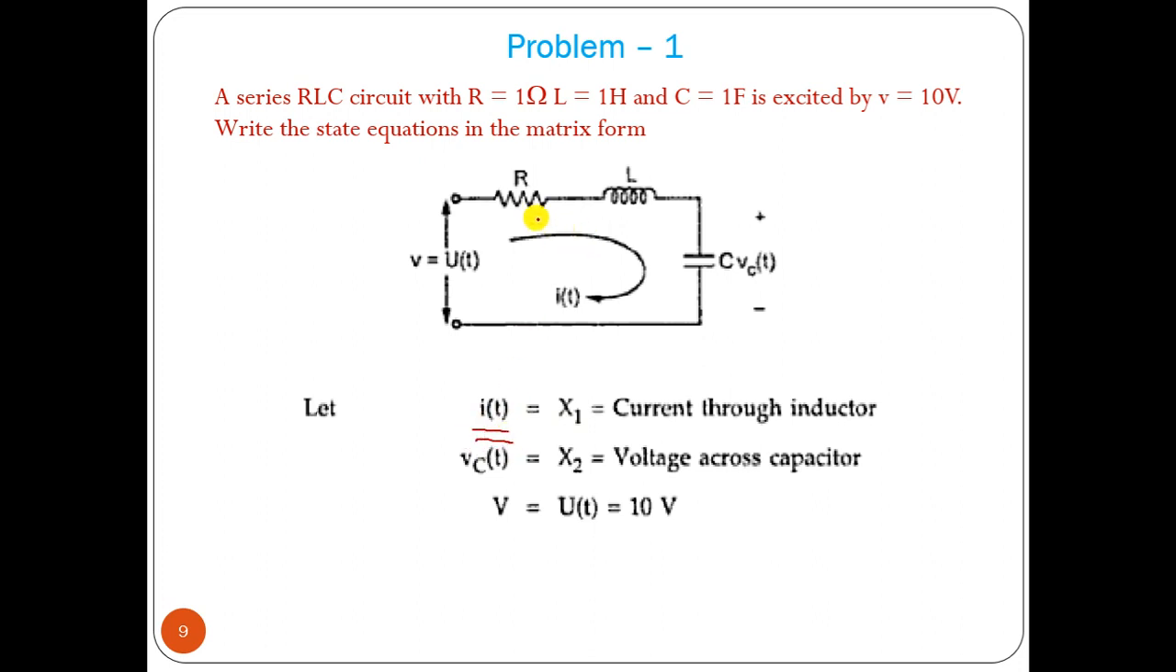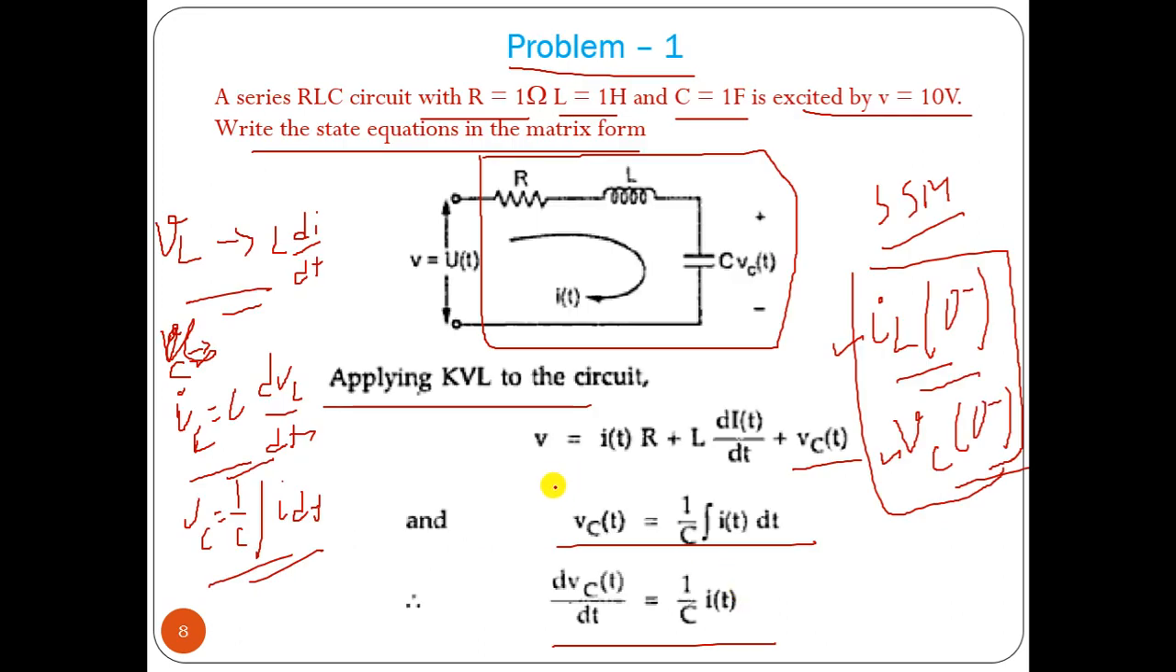It is a series circuit, so i(t) equals your IL(t). That will be your state space variable x1, and VC, another variable which can have an initial value, VC(t), we can consider as x2 state variable. Then the input voltage is u, 10 volt. From that we can write this equation very easily. In this particular case, we can write here 10 equals i(t), that is x1, into R. R equals 1, so no problem. L equals 1, di/dt.